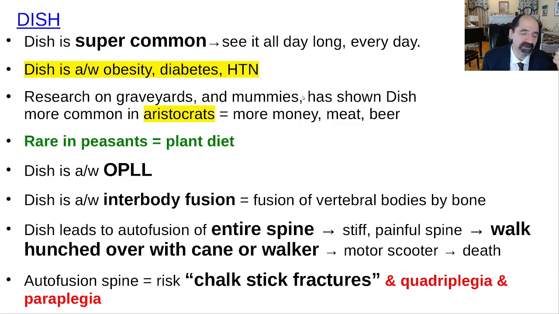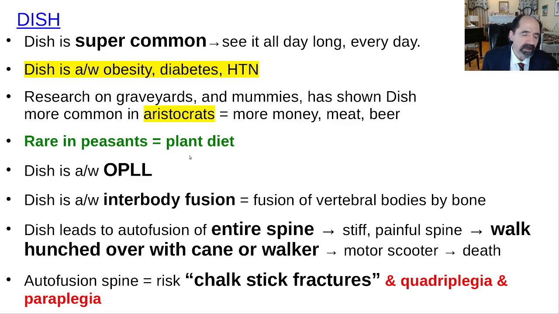And they've repeated that experiment, not only in the graveyards of Europe, but with mummies, and found the same thing. They've also repeated it with indigenous populations from North America and found the same thing. So basically, people eating a rich diet, fat people, get a lot more DISH. Other persons, not so much.